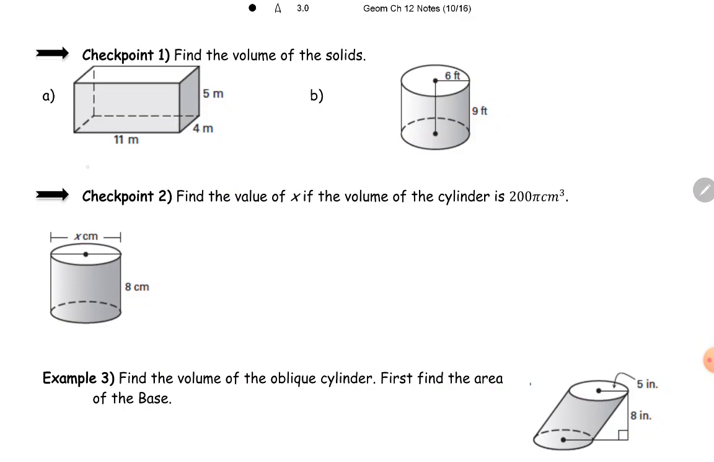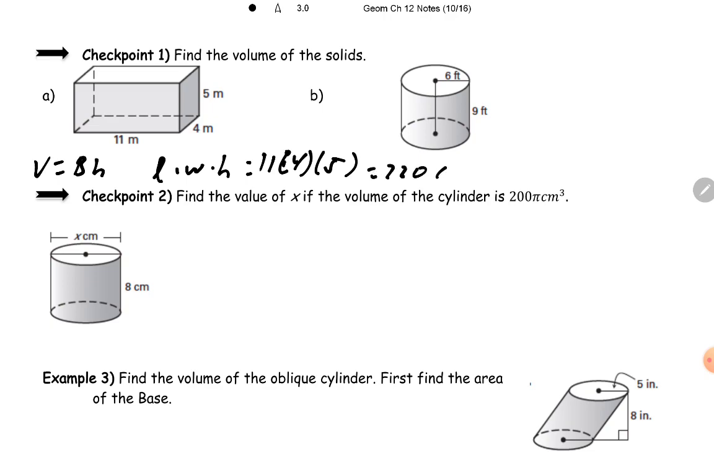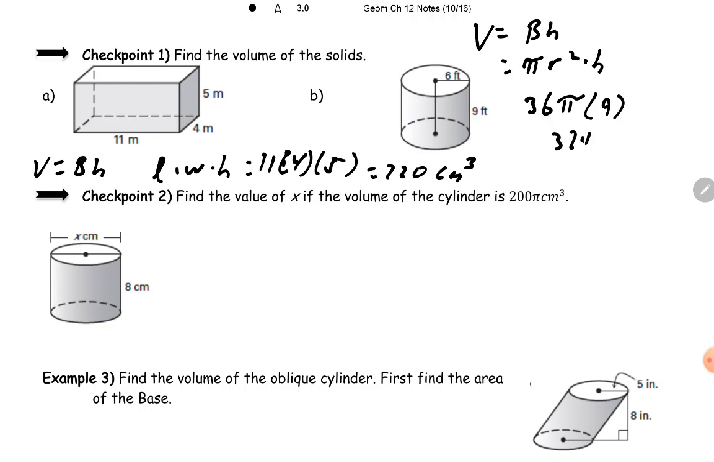Alright, if we have a box, it still follows the same formula, area of the base times height, but in this case I can just do length times width times height, which is 11 times 4 times 5, which is 220 cubic centimeters. Here, still area of the base times height, so pi r squared times height. So this is 6 times 6 is 36 pi times 9, which is 324 pi cubic feet.